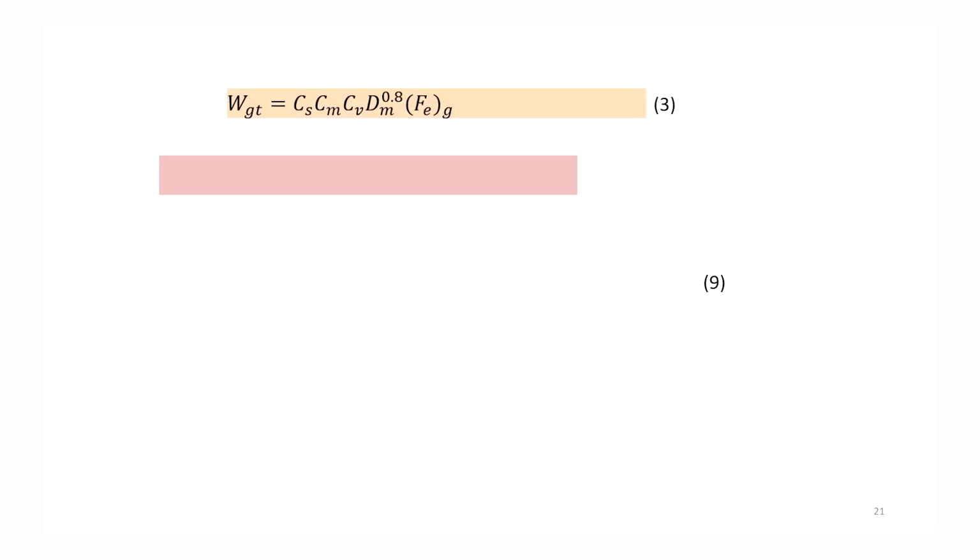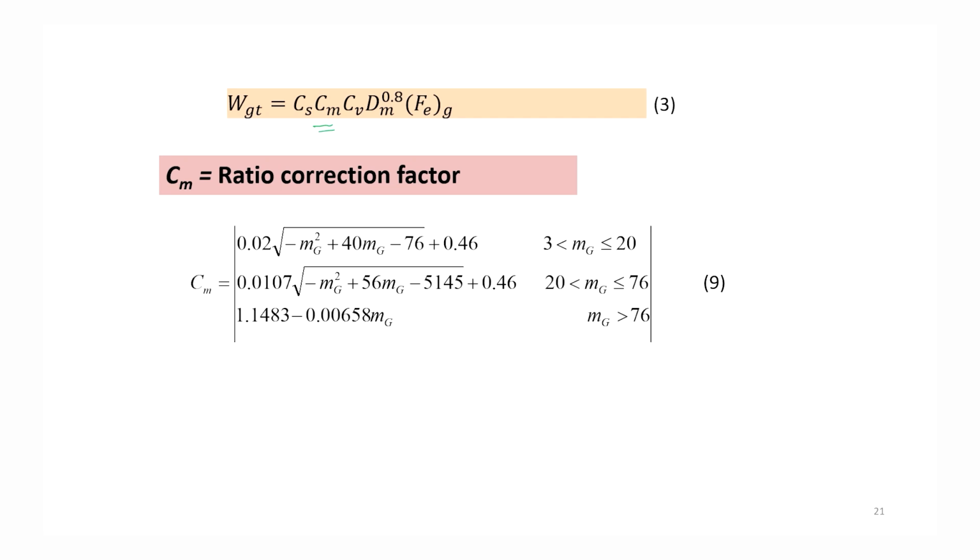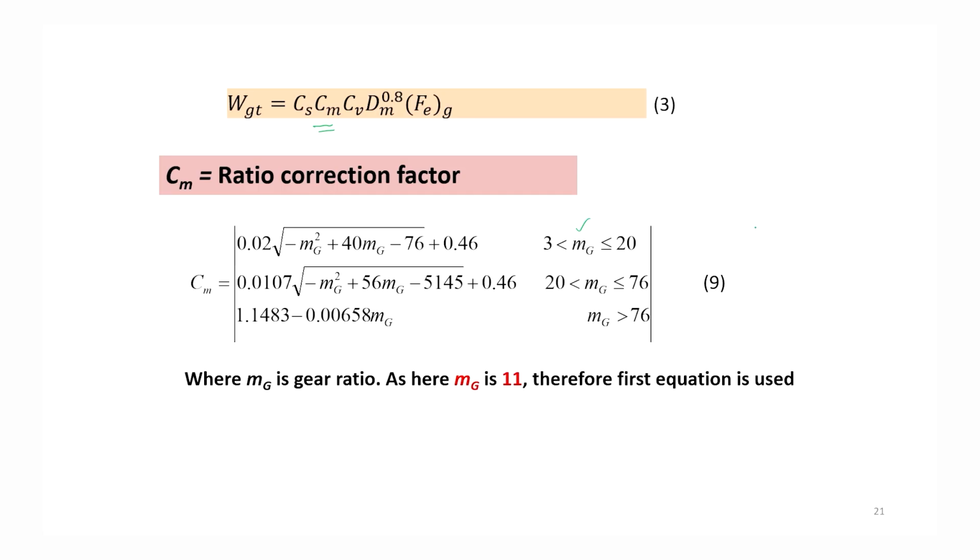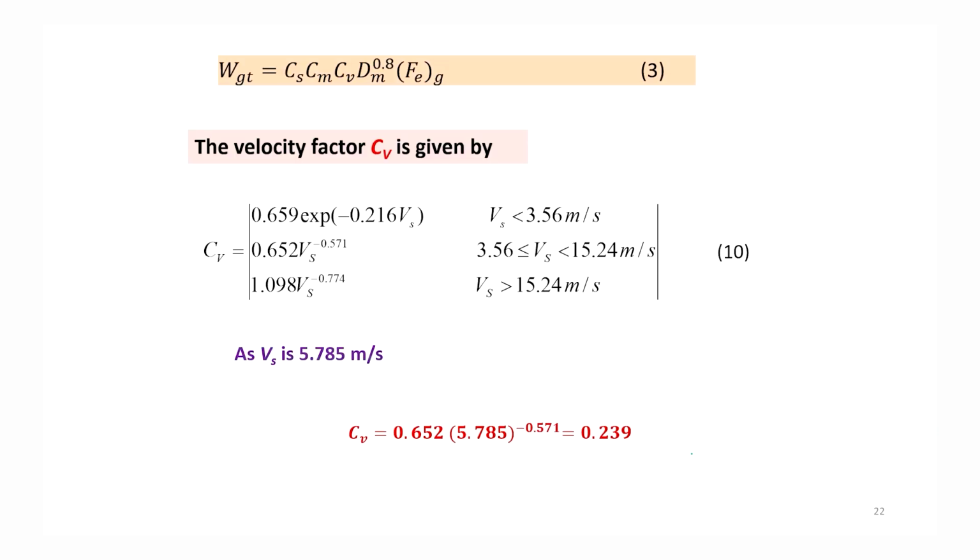9.407. Now, the next factor is the Cm. The Cm is called the ratio correction factor, and this is given by equation 9, and it is based on the gear ratio m_G. In our case, m_G is equal to 11, therefore, the first equation is to be used. And using this first equation, the value of Cm is obtained as 0.772.